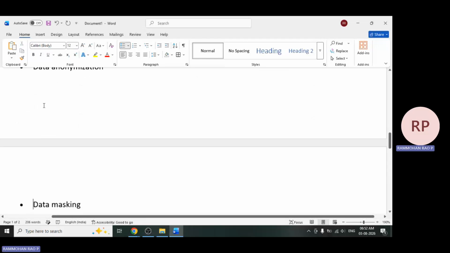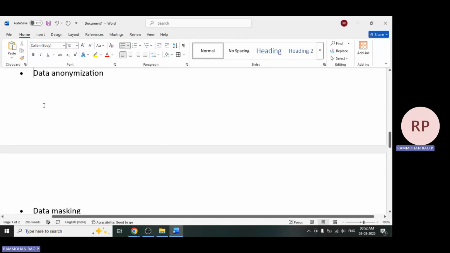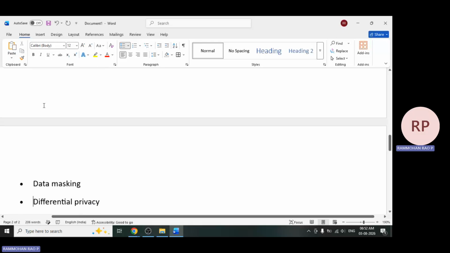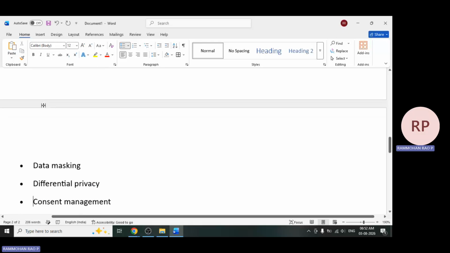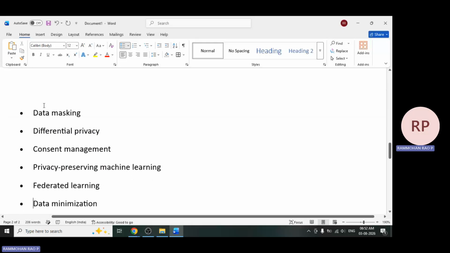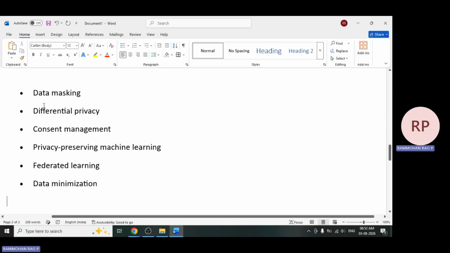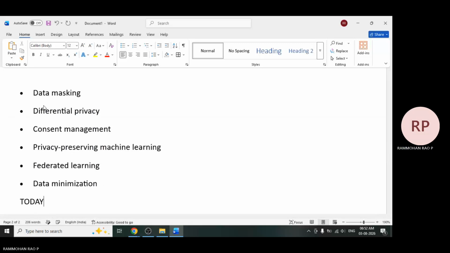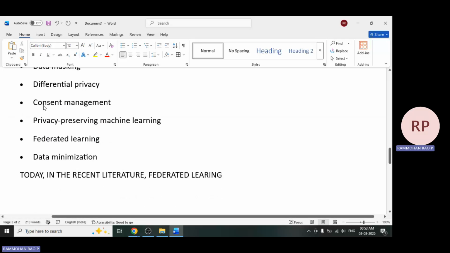Existing privacy technologies: data anonymization is a very old technology. Data masking, differential privacy, consent management, privacy preserving machine learning, federated learning, data minimization, etc. Today, in the recent literature, we have noticed a widespread usage of federated learning. So, what is federated learning?